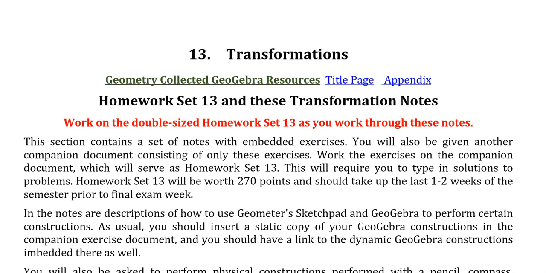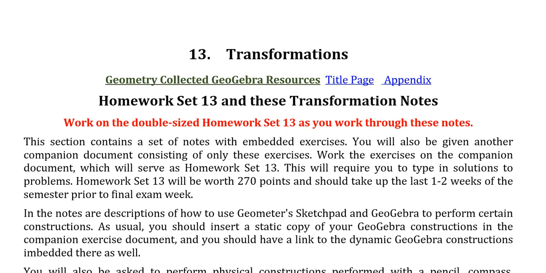In this playlist, we're going to be looking at transformations. First of all, for my class, this transformations chapter has embedded exercises as we work through the notes. Most of these are pretty straightforward. I give you an example of how to do something and then ask you to do it immediately after. So when you're watching these videos, we're going to be doing the same thing.